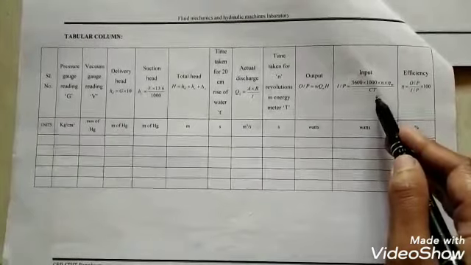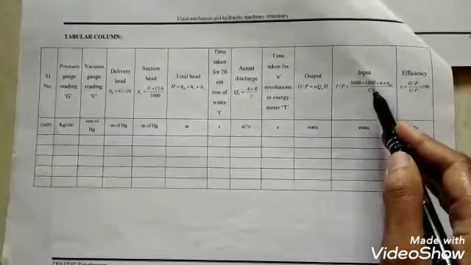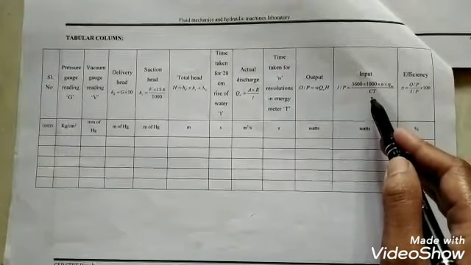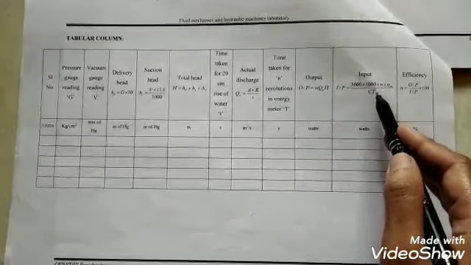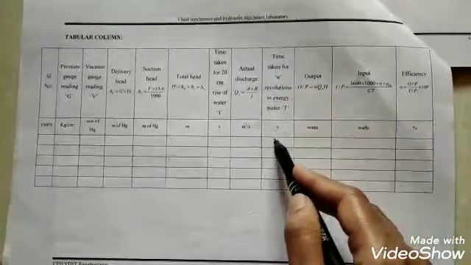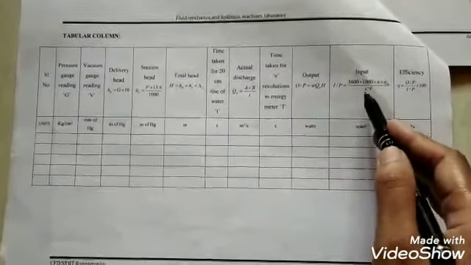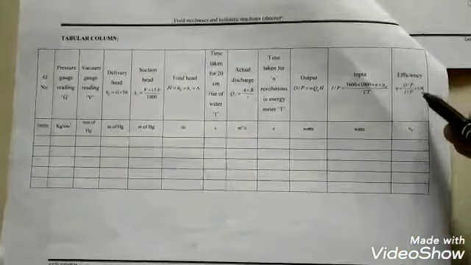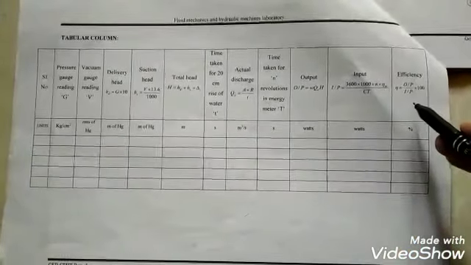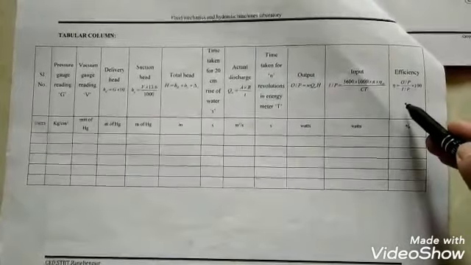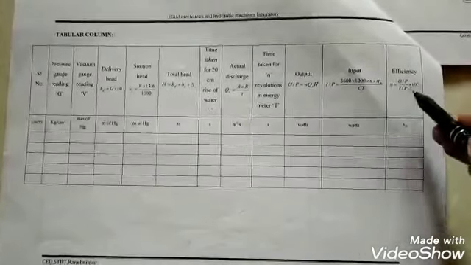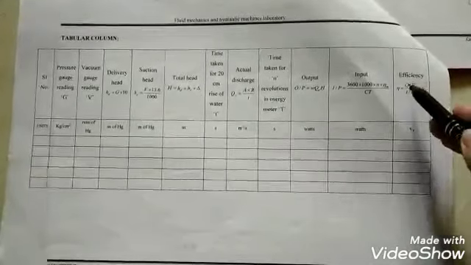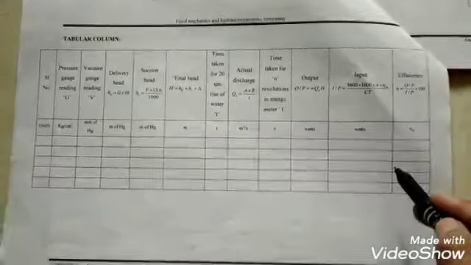Divided by c into t. C represents the energy meter constant. Energy meter constant we have taken as 240 revolutions per kilowatt, and t is there in the previous column. You can use that value. If you substitute, you will get the input in terms of watts. The last column represents efficiency. Efficiency is nothing but the ratio of output by input. I need this efficiency in terms of percentage, so I will multiply by 100. Finally you will get the efficiency in percentage.